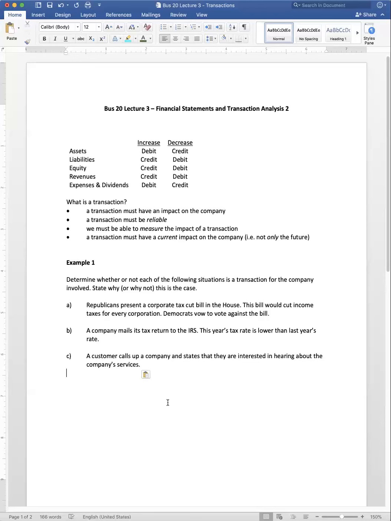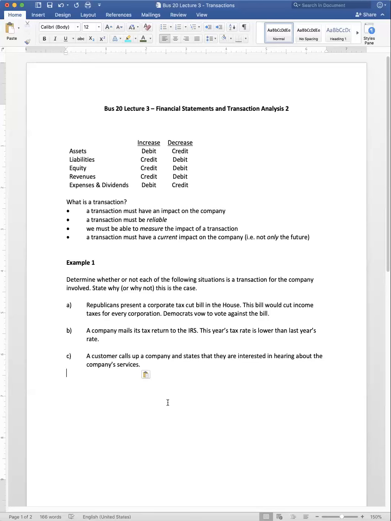And of course, lastly, does it have a current impact on the company? Well, let's say that I was getting insured. When would that insurance begin? Is it going to begin yesterday? No, right? I'm not going to get insured for yesterday.